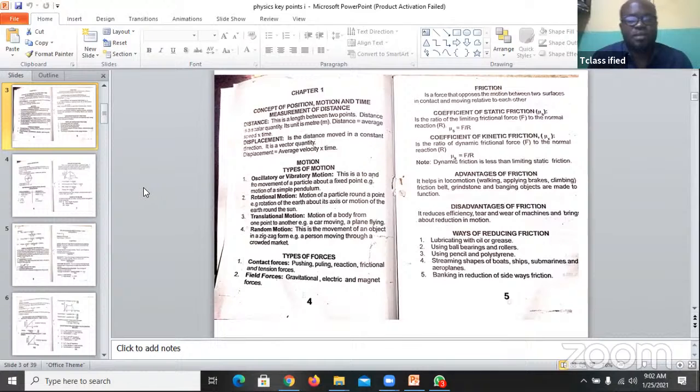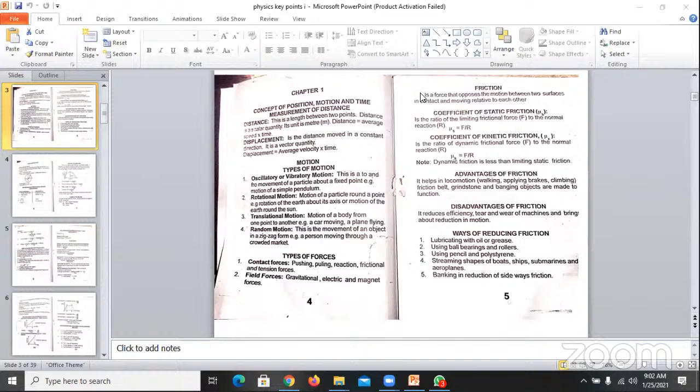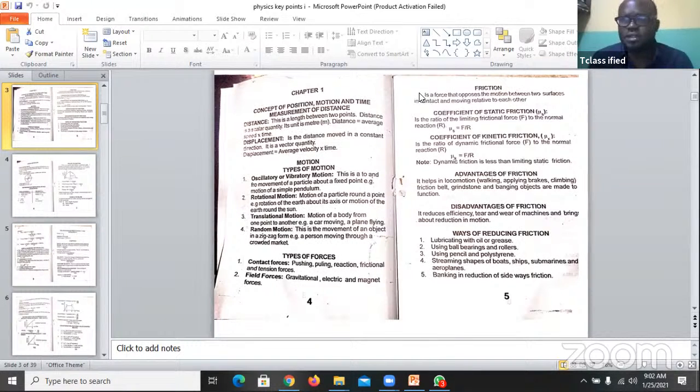So today we're going to be looking at frictional force. But before then, let's understand what forces are and the kind of forces we can have. We have two major types of forces. We have what we call the contact force, so the force that you can only experience when there is contact.